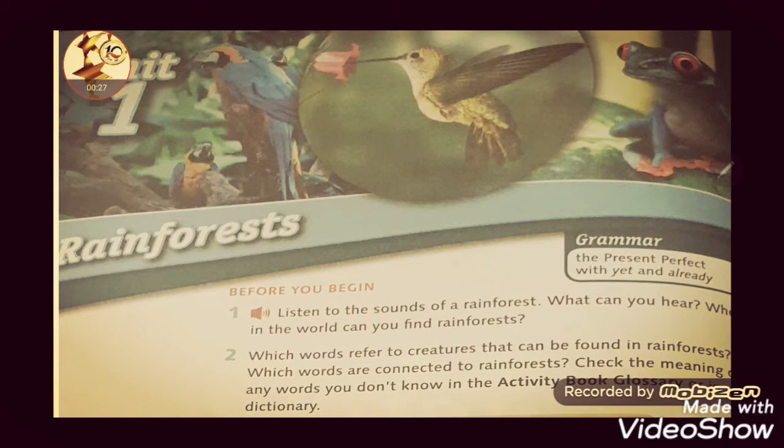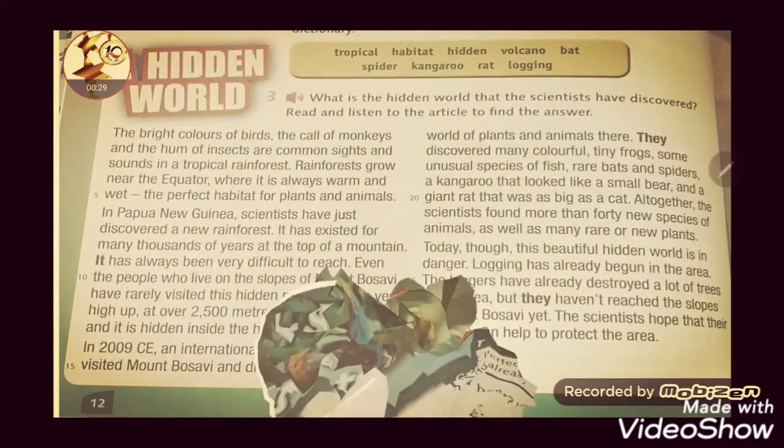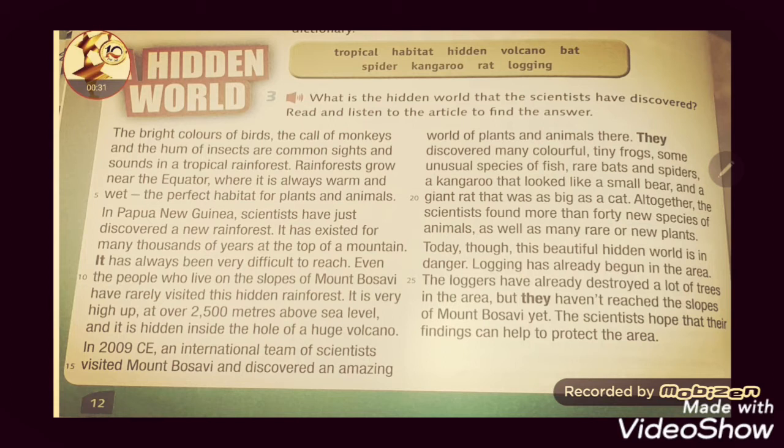Number two: which words refer to creatures that can be found in the rainforest? If you take a look at this yellow table, we have different words. Which words can be found in the rainforest? عندنا بعض الwords بنلاقيها بالrainforest. Which words are connected to rainforest?